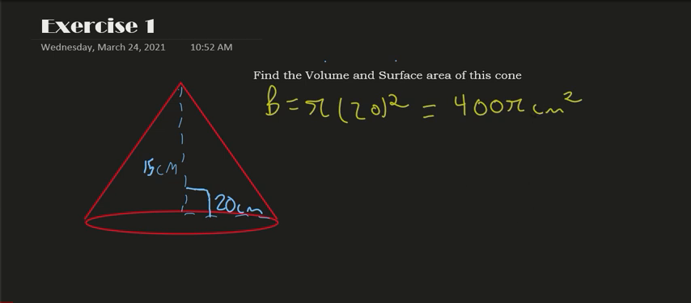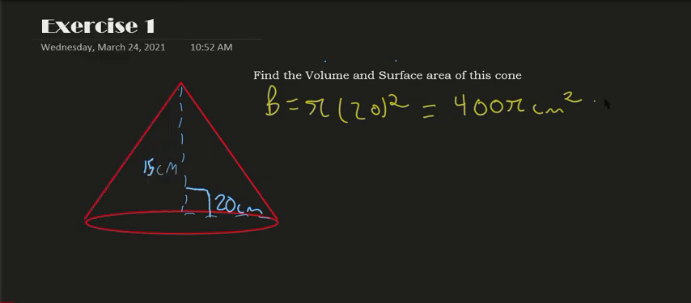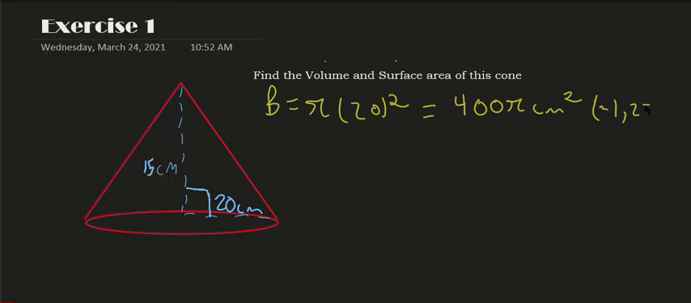And we can put this in the calculator and we'll see what that is right now. We're going to put 400 pi. So 400 pi is about 1,256. So I'm putting parentheses. About 1,256.63.